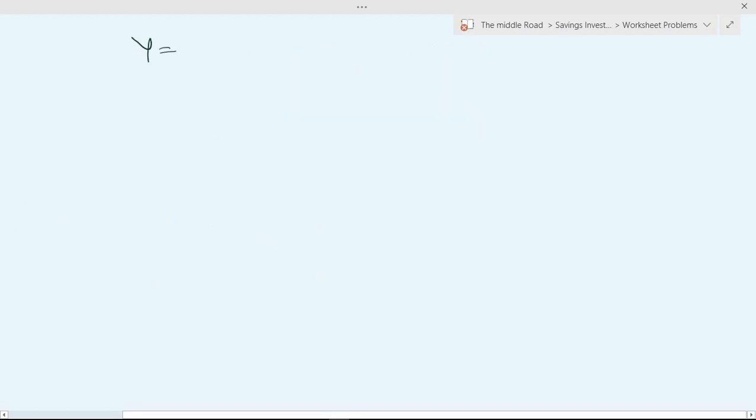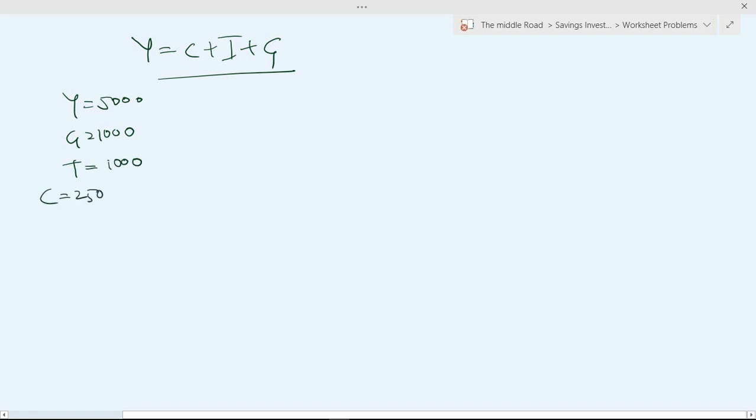Now in this problem we have certain figures. Y equals C plus I plus G. We are given that Y is equal to 5000, G is equal to 1000, and T is equal to 1000. C is given by 250 plus 0.75 times (Y minus T), and I is given by 1000 minus 50r.